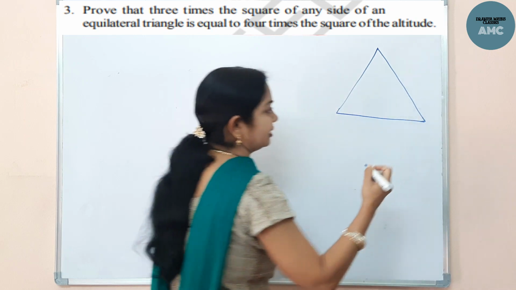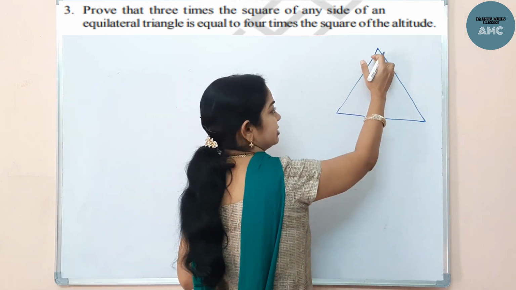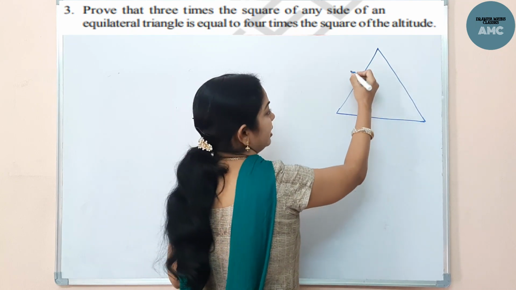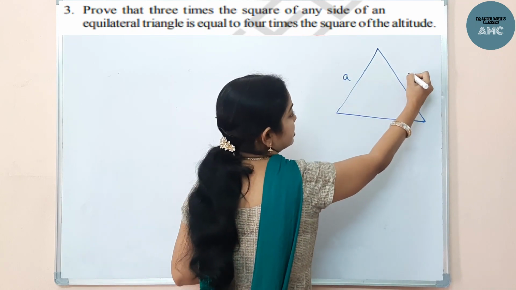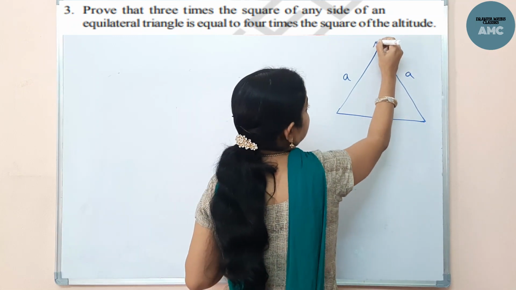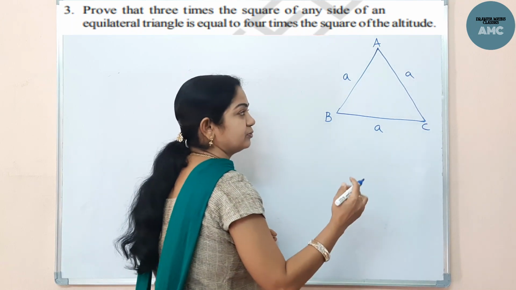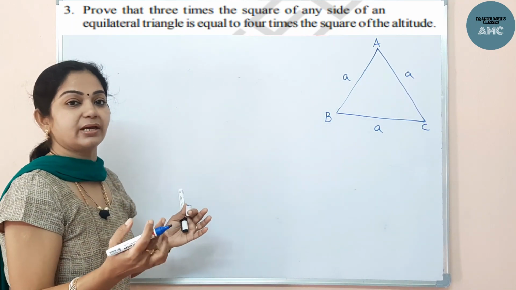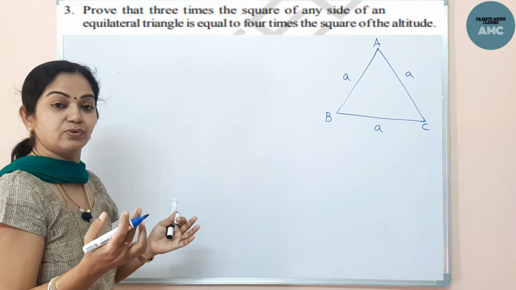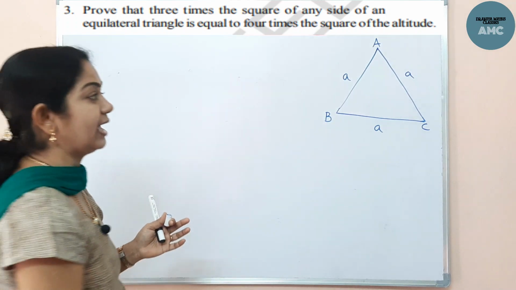What is an equilateral triangle? All sides equal and all angles are equal. That means 60, 60, 60 degrees and all sides are equal. Let me suppose the side as A units, so all are A units. Now this is an equilateral triangle. Let me name this as A, B and C. Now, given that, prove that 3 times the square of the side of an equilateral triangle is 4 times the square of the altitude.